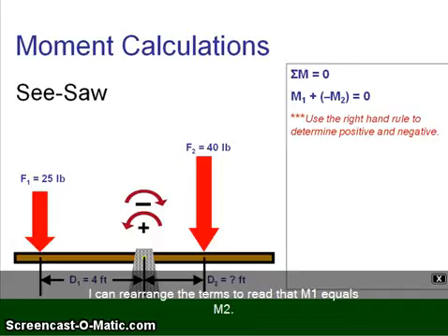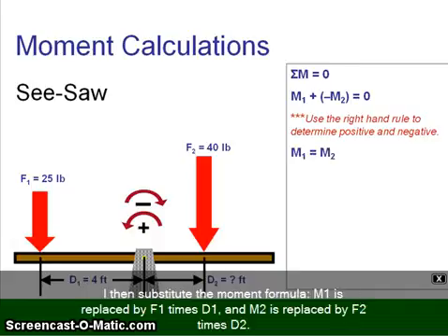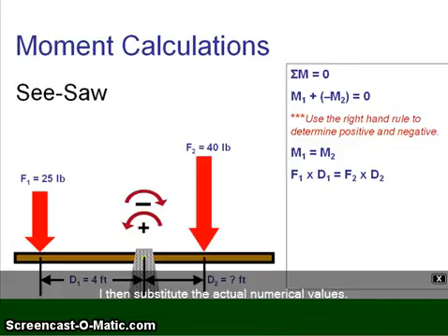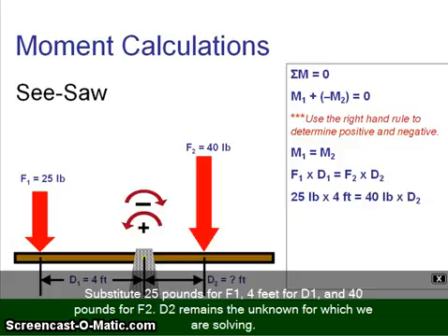I can rearrange the terms to read that M1 equals M2. I then substitute the moment formula. M1 is replaced by F1 times D1, and M2 is replaced by F2 times D2. I then substitute the actual numerical values. Substitute 25 pounds for F1, 4 feet for D1, and 40 pounds for F2. D2 remains the unknown for which we are solving.